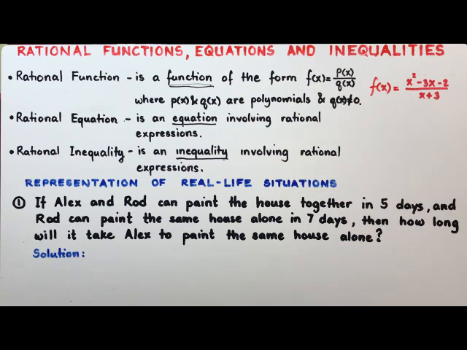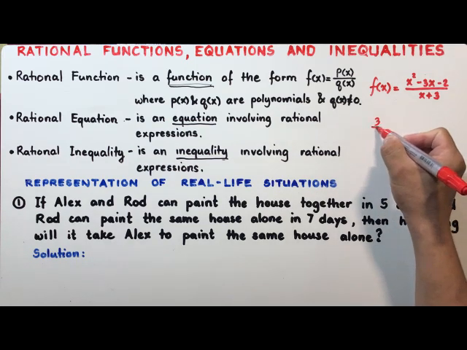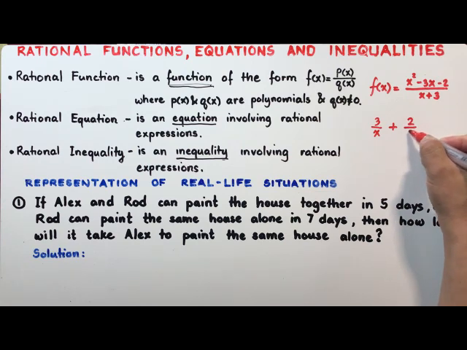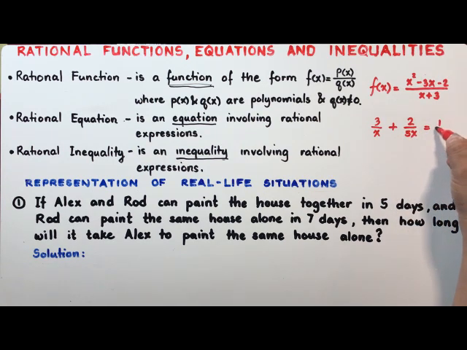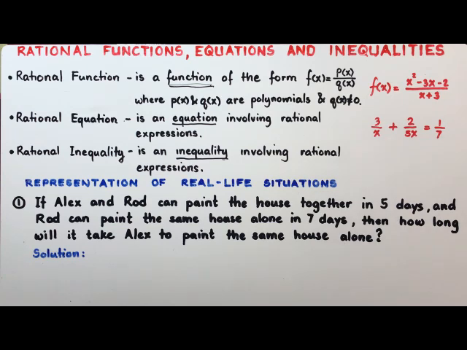An example of a rational equation is when you have 3 over x plus 2 over 5x equal to 1 over 7. This is an example of a rational equation. Why?